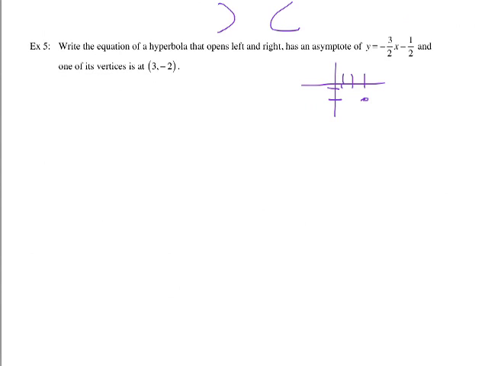So we know that the center has to lie on the asymptote, right? And we know that if this is a vertex and it's opening, it's going to be like this, because it opens left and right. That means the y-coordinate of the center has to be negative 2. So to find the x-coordinate, the center has to lie on the asymptote, and I know the y-coordinate is negative 2. So I'm just going to put negative 2 into the equation of the asymptote.